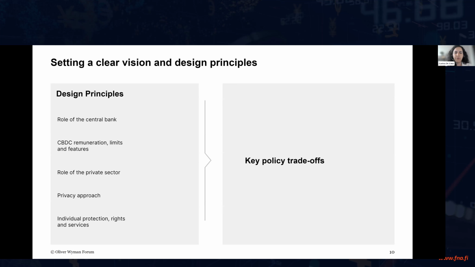Next, there's the question of privacy and what is the desired privacy approach for that specific jurisdiction. Privacy itself is a highly multifaceted concept, but essentially it's about who should have access to what information and defining what guardrails are critical to ensure. And then finally, there are many individual rights that live outside of just privacy. So what are protections, rights, and services that are most valued versus which ones are nice to have?